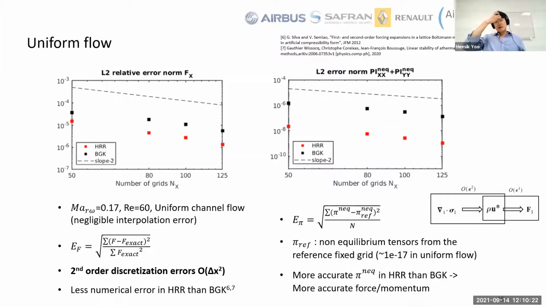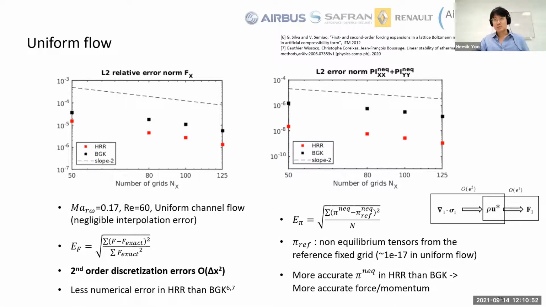And I ran the mesh convergence test in a similar uniform flow test case setup. Here I check the error of the force as I increase the number of mesh cells, and it shows a second order discretization error for both HRR and BGK. I think it might support the robustness of the scheme, but at the same time, it shows HRR gives less spurious error compared to the BGK.